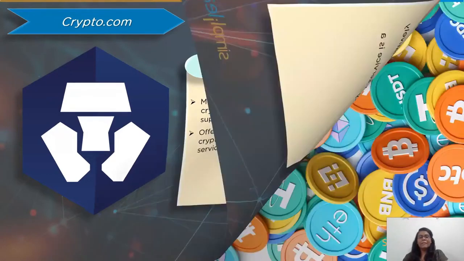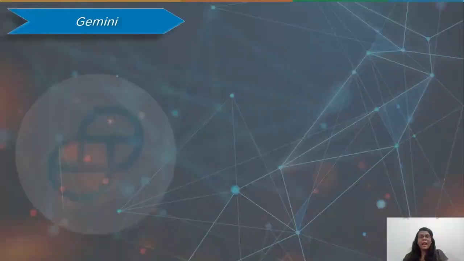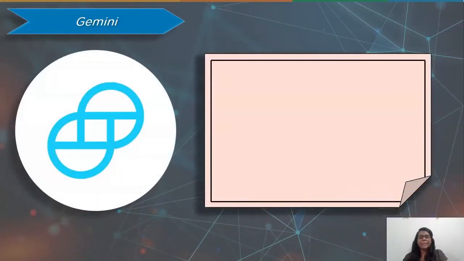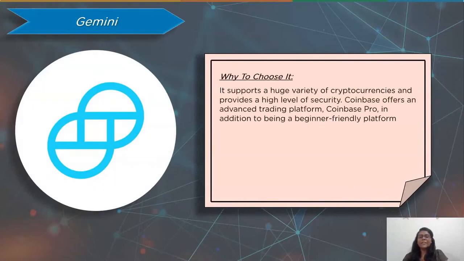Next in the list we have is Gemini. Gemini stands out as a site that prioritizes security and compliance. Hot wallet insurance is provided by the New York-based exchange to ensure that user funds are protected in the event of a security compromise. Because it has comprehensive security protocols, ensures customer cash, and is SOC 2 certified, Gemini is the most secure crypto exchange.